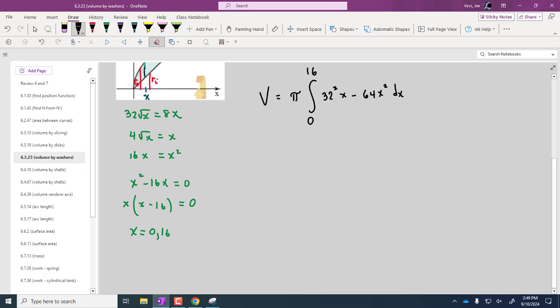And then our integration here, we'll at least get to the antiderivative. So this is going to be 32. I didn't square 32 yet, but you know how to do that.